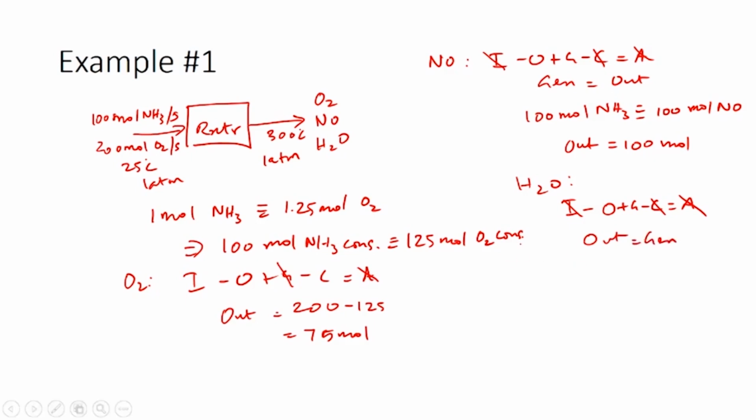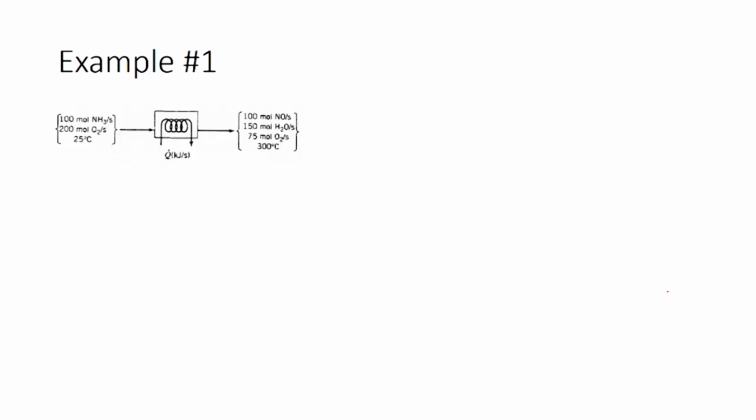So, generation can be calculated using the stoichiometry, which means 100 moles of ammonia would produce 150 moles of water. So, your output for water would be equal to 150 moles of water. So, using this we have the completed flow chart given here.